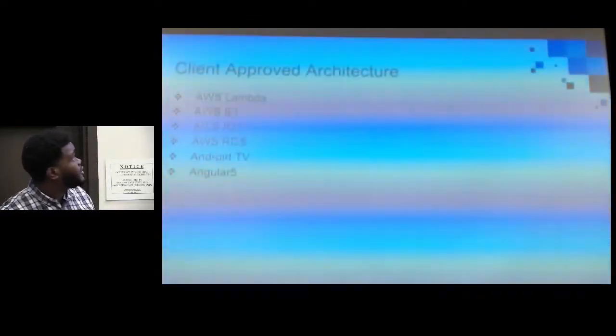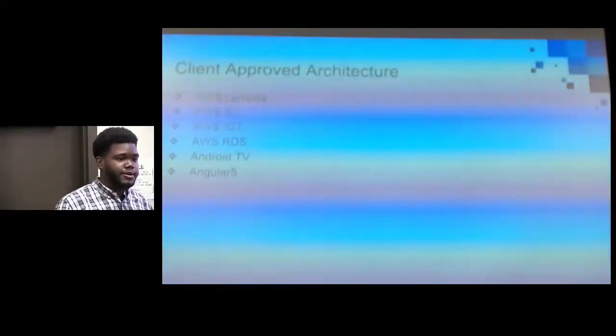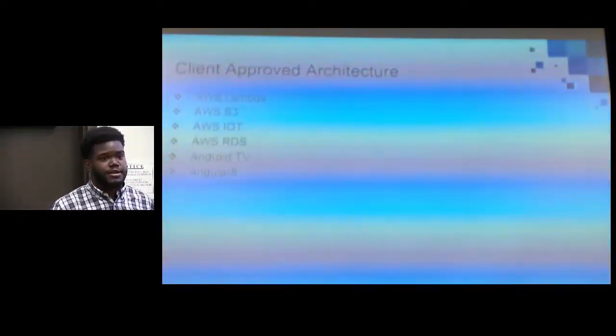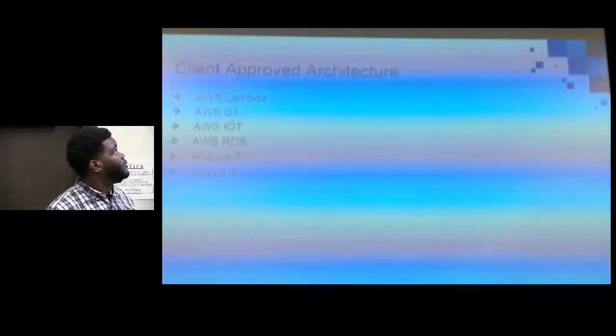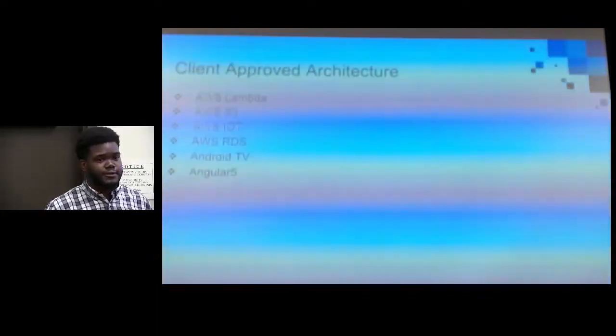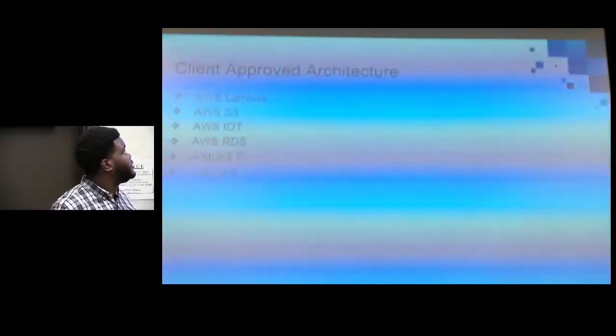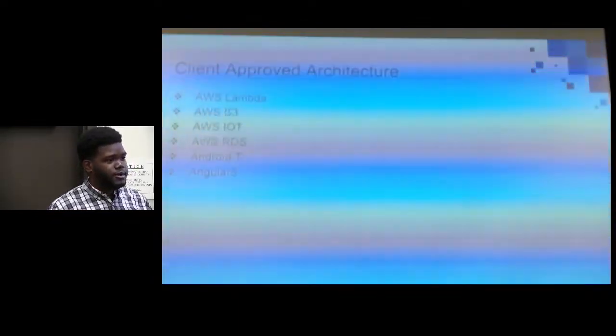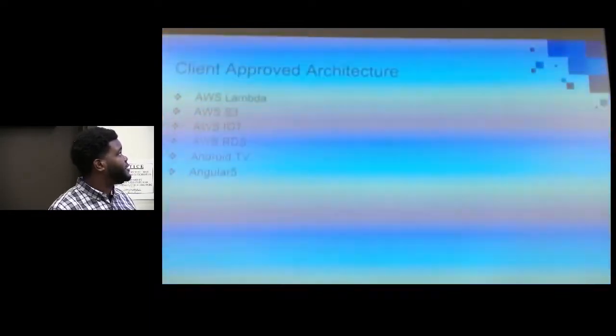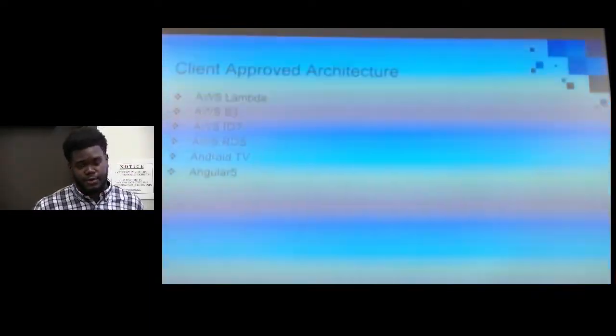So for the client-approved architecture, we have AWS Lambda for our web app backend and intercloud communications. We have AWS S3 for static website hosting. We have AWS IoT for MQTT protocol communications to the Smart TV. RDS for storing our SQL database. Android TV, as said before, and Angular 5 for our web framework.